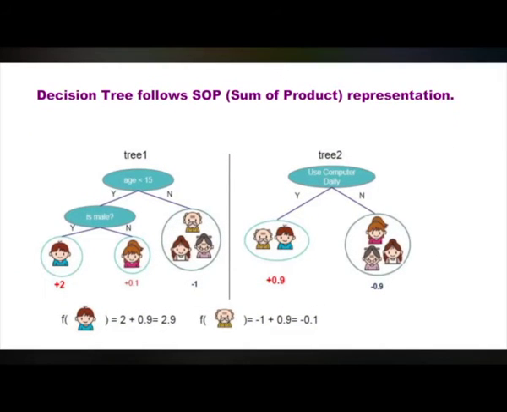Decision tree follows sum of product representation known as SOP. The picture shows how we can predict the computer usage daily by traversing from the root node to the leaf node. The sum of product SOP is also known as disjunctive normal form. For a class, every branch from the root to a leaf node having the same class forms a product. Different branches ending in that class form a sum.